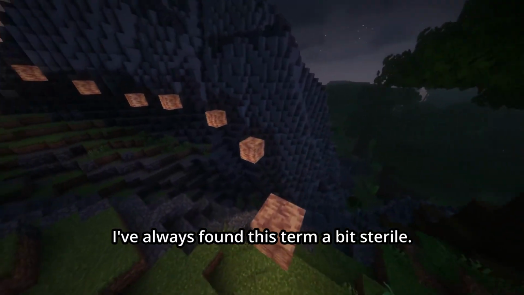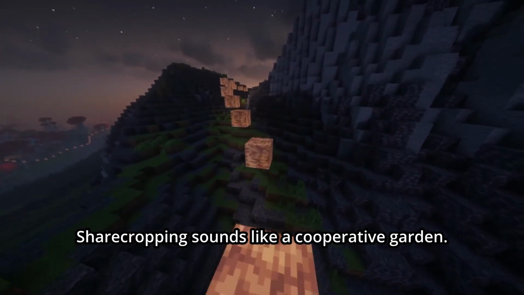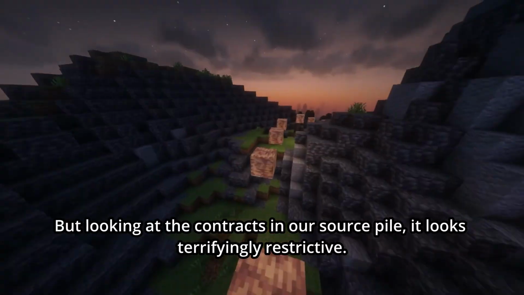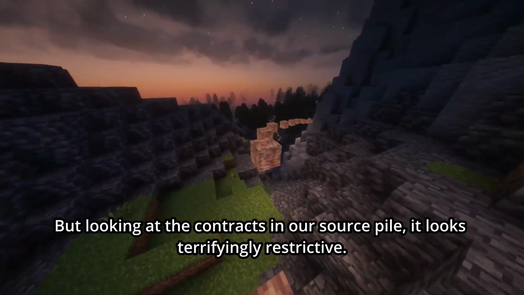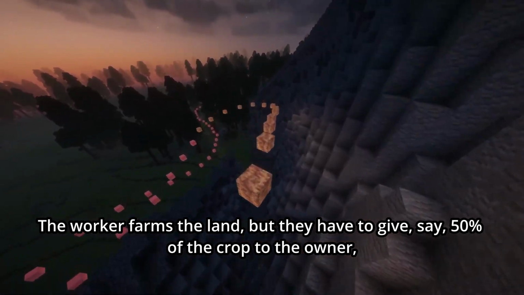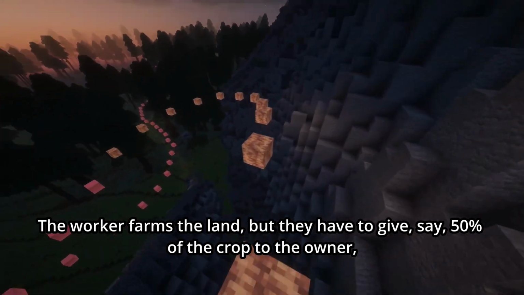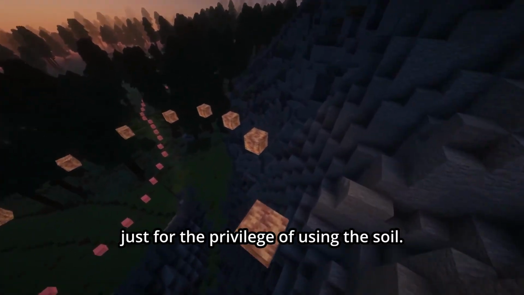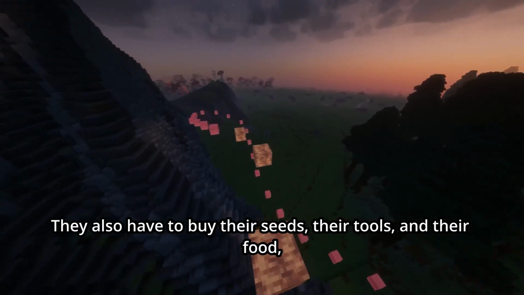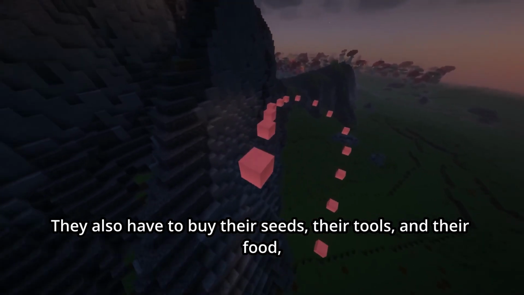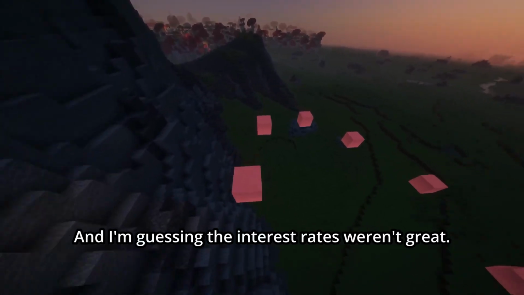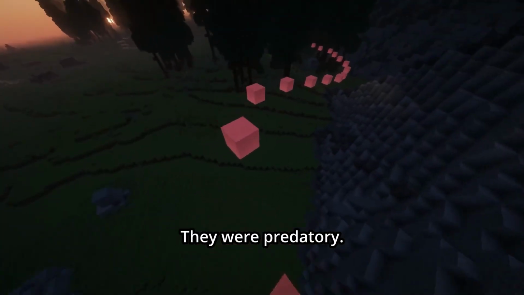I've always found this term a bit sterile. Sharecropping sounds like a cooperative garden. But looking at the contracts in our source pile, it looks terrifyingly restrictive. It was a trap, a total trap. The worker farms the land, but they have to give, say, 50% of the crop to the owner, just for the privilege of using the soil. Just for rent. But here is the kicker. They also have to buy their seeds, their tools, and their food from the landowner's store on credit. And I'm guessing the interest rates weren't great. They were predatory.